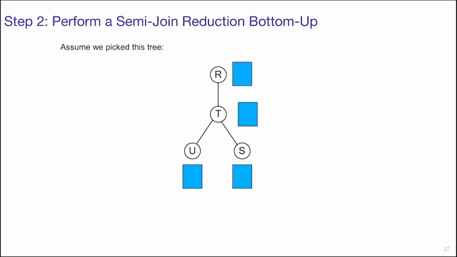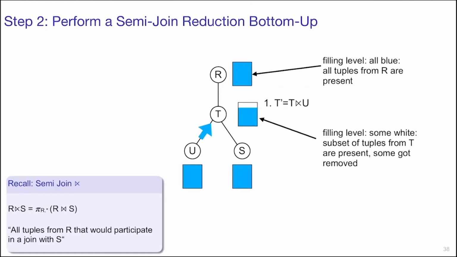So we have chosen R as root node. And this stuff here, I have it on the next slide, that's a filling level. That's indicating that R still contains all of the original tuples. All of the tuples from R are still available. This indicates that some of the tuples from T were removed, so just a subset is available. And what I will be executing in the following is a cascade of semi-joins.